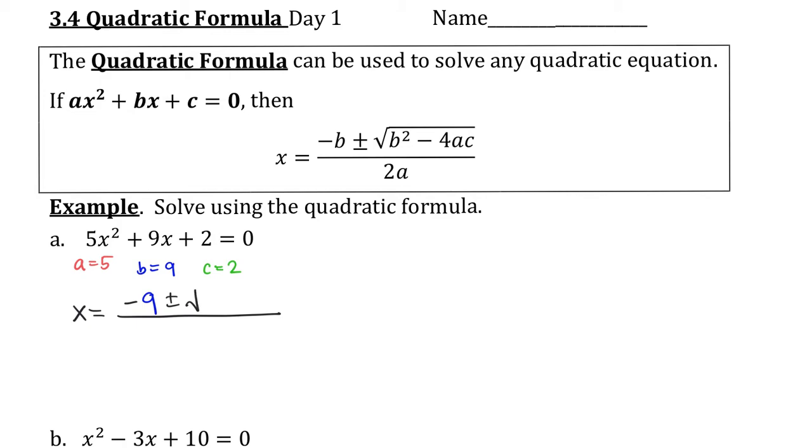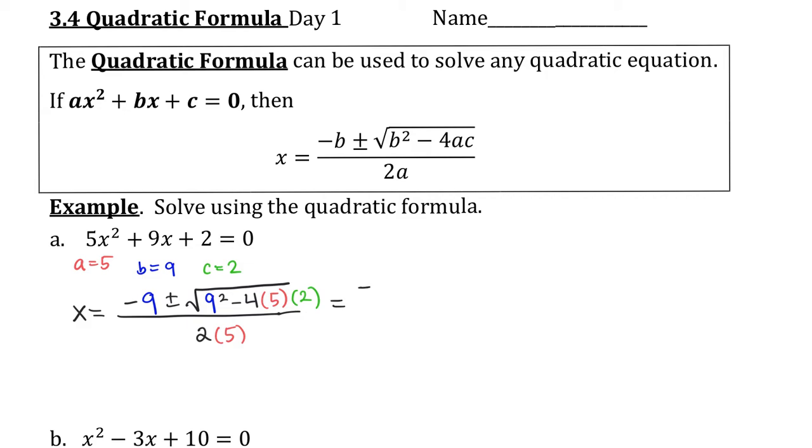Then it has a big radical. Inside the radical, b squared minus 4ac. So b squared minus 4a, A is 5, C. Okay, the fraction extends the whole way, and at the bottom there's 2 times a. 2 times a, what's a? A is 5. Okay, let's simplify this.